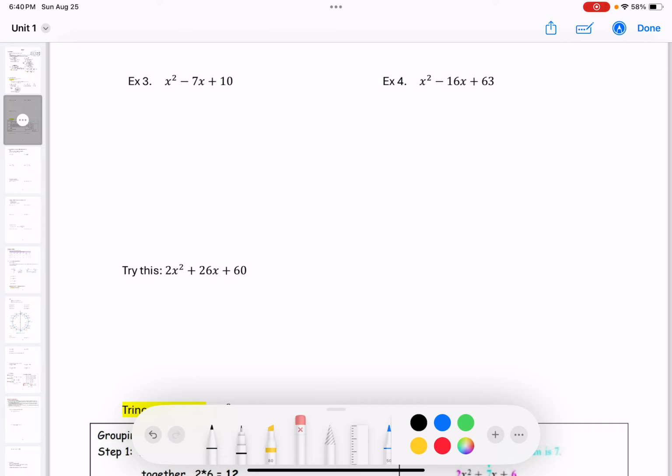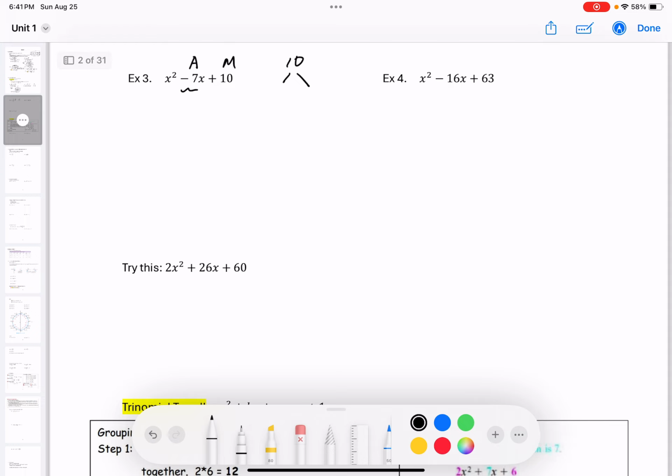So this one, how to use the AM method. We put A on top of negative 7, M on top of 10. Find two factors whose addition makes negative 7. 10 has factors like 2 and 5, 2 times 5. But addition makes negative 7, so both of them are negative. Negative 2, negative 5. Multiplication is positive 10, addition is negative 7. Then fill out the blanks.